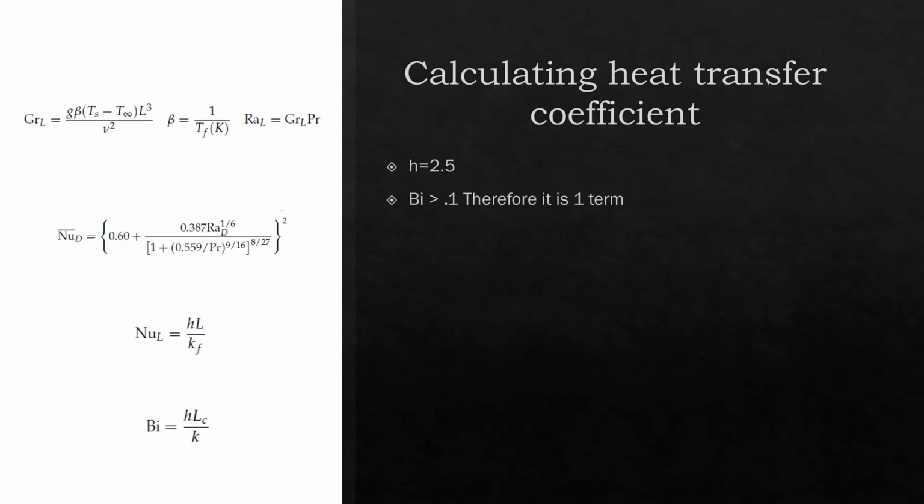First thing we needed to do for our experiment was to calculate the heat transfer coefficient. We did this by first calculating the Grashof number, and then calculating our Rayleigh number, and then we were able to calculate our new correlation number, and also then calculating our Biot number. And our Biot number was greater than 0.1, so it is a one-term equation. So we use the one-term equations.